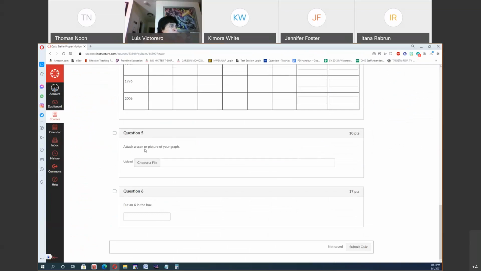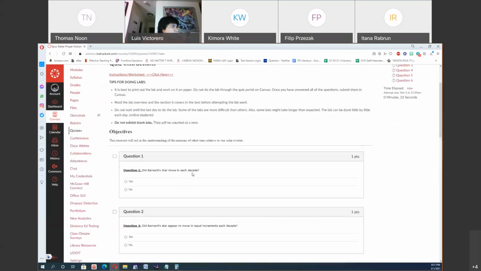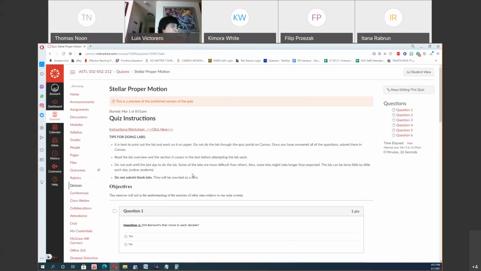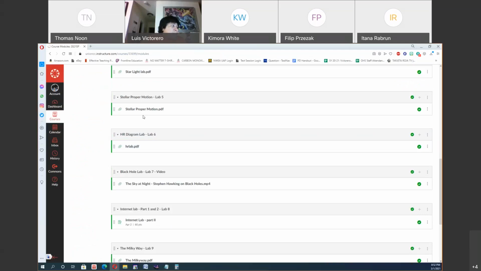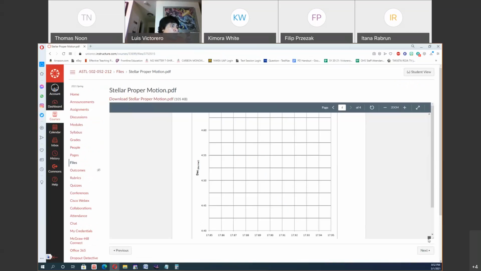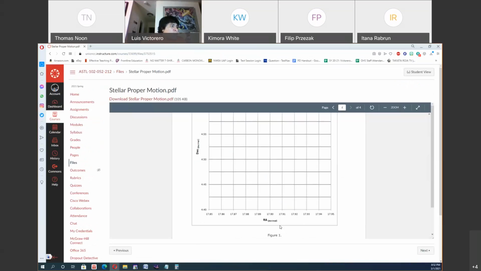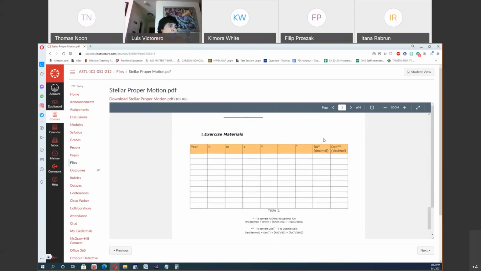You have to scan. At least here, you can actually scan a picture of your graph. Yeah, you have to do a graph of this. That's why you convert it in decimals. You may want to use Excel for that. If you use Excel, it's probably much easier. You will plot declination on the y-axis, right ascension on the x-axis, and then a scatter plot, use the points to plot a line, I guess.